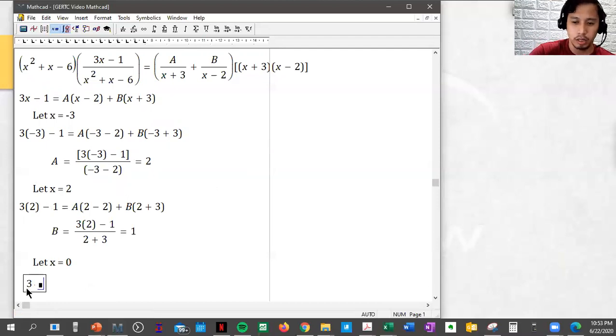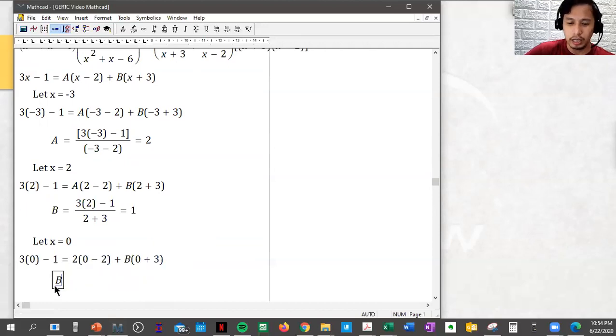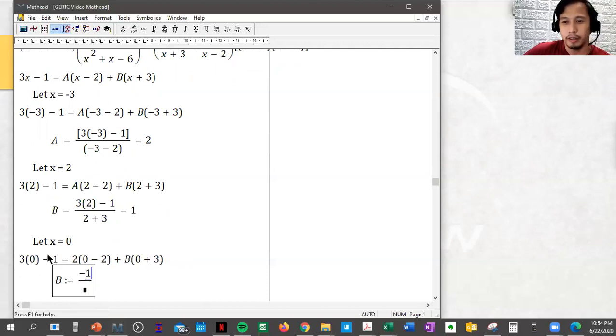Making x equal to 0, that's 3 times 0 minus 1 is equal to a, which we already got as 2, times 0 minus 2 plus b times 0 plus 3. Okay, we are making x as 0 here, but we have to use a. So that b must be equal to this. Now, here, 0 lang yan. B is negative 1.